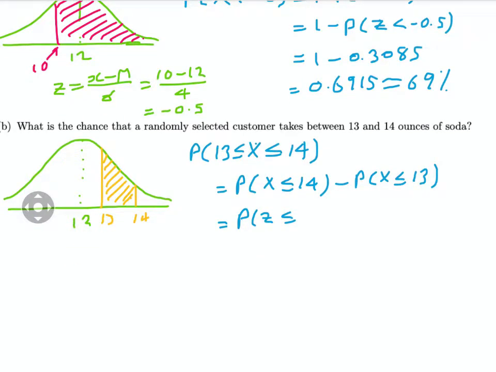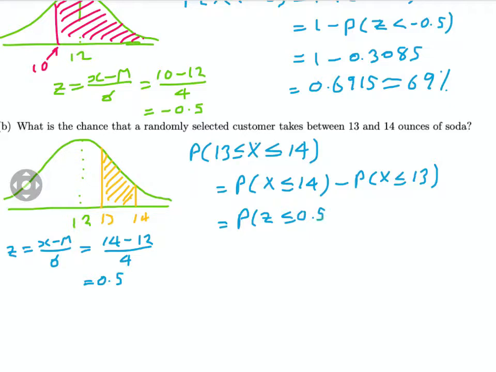Now we know z equals (x minus mu) over sigma. So what is the x here? For this case, x equals 14. Therefore, (14 minus mu) divided by sigma is 12 divided by 4, which is 0.5. Therefore, this is 0.5 minus the probability.